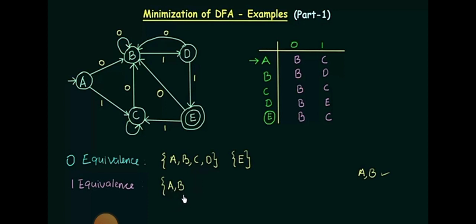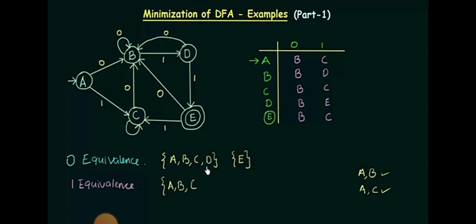So let me check A and C. A and C, when getting the input of 0, go to B, so they are in the same set. A and C, when getting the input of 1, go to C, so they are also in the same set. So the result is they are in the same set. Put C into the one equivalence set with A and B because they are in the same set.